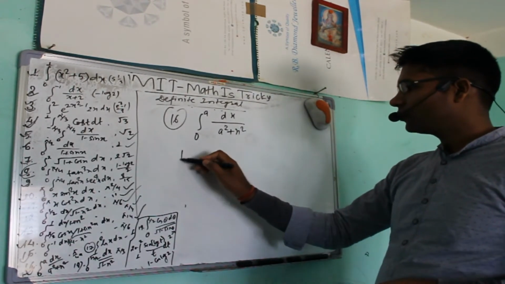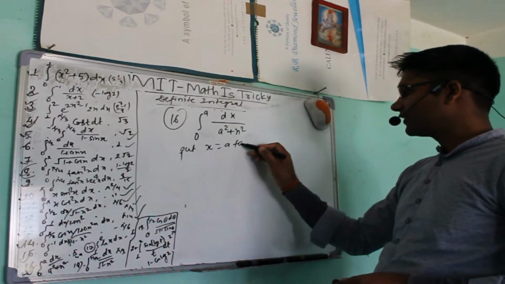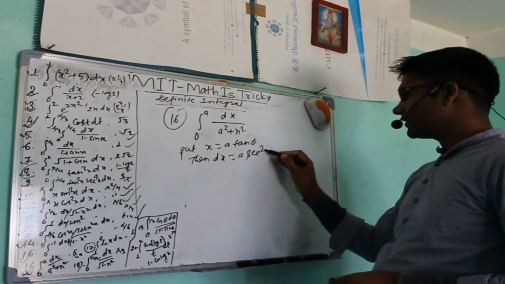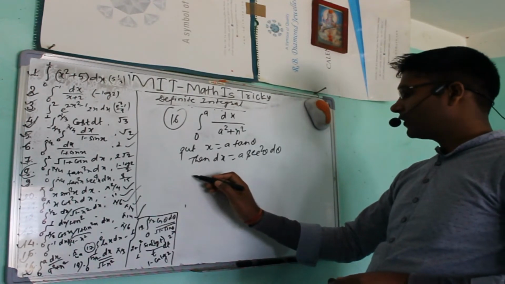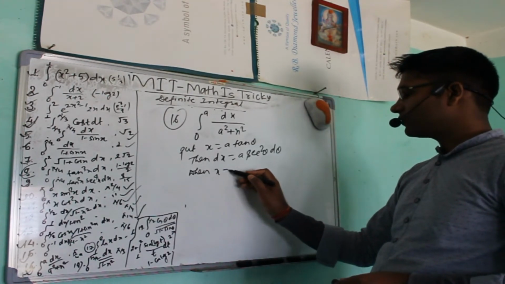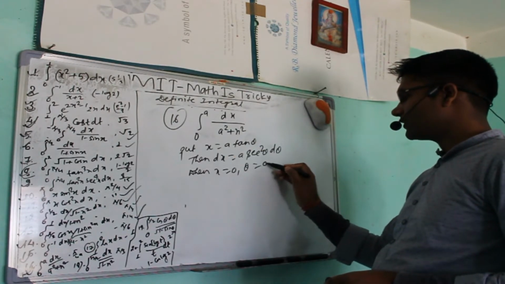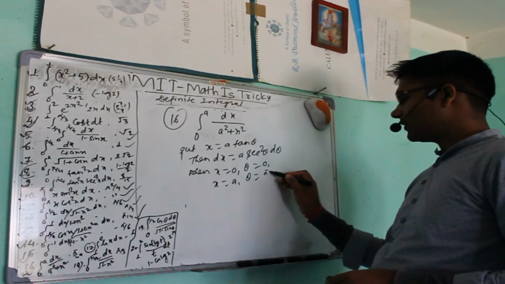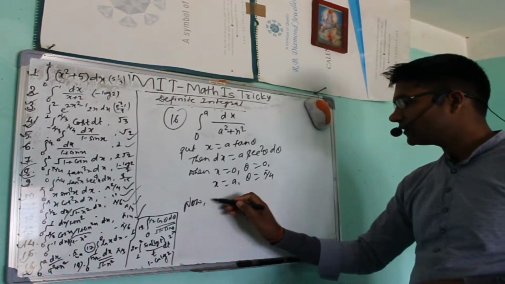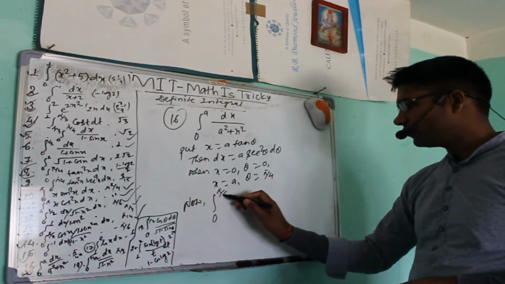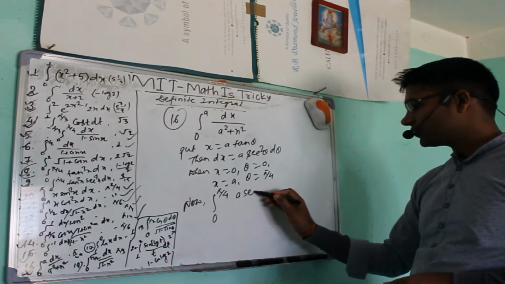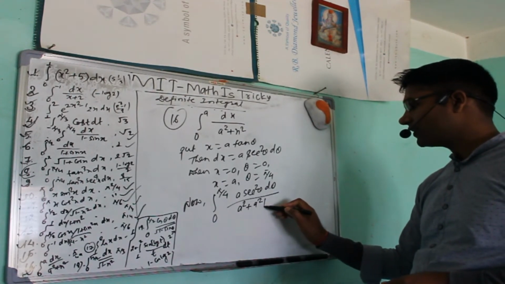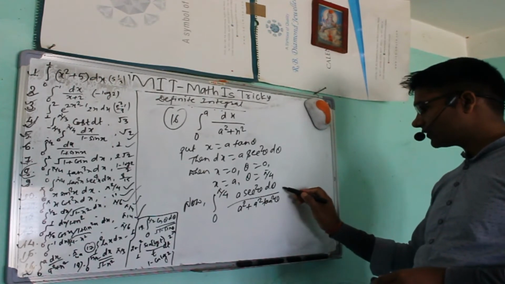Now the question becomes from 0 to pi by 6, and then dx means cos theta d theta by square root of 1 minus sine square theta, and it is simply here 0 to pi by 6 cos theta by cos theta, because 1 minus sine square theta is cos square theta, and the square root will give us cos theta d theta. So this cancels, and the answer will be simply theta from 0 to pi by 6, and it gives here pi by 6 minus 0 equals pi by 6 as your answer. This is our answer, pi by 6.